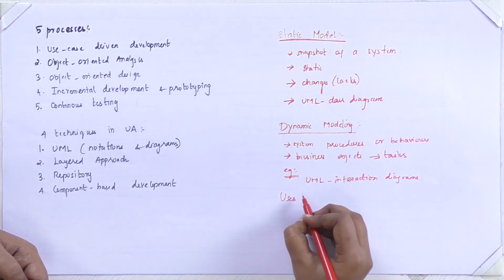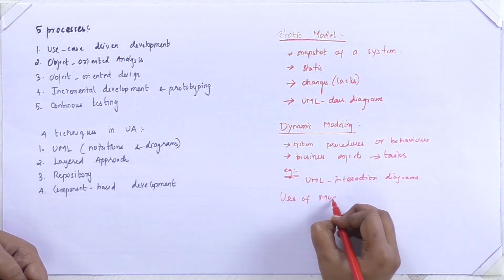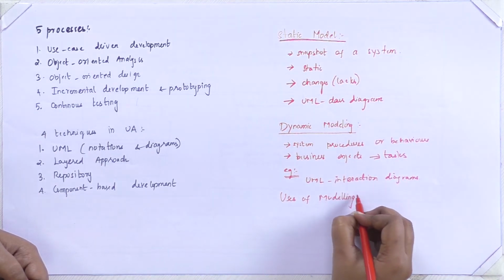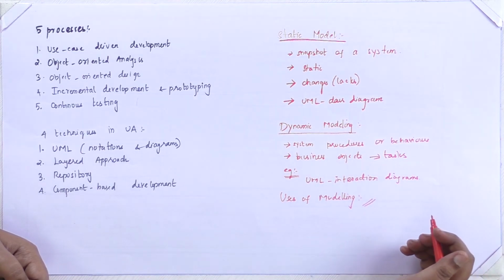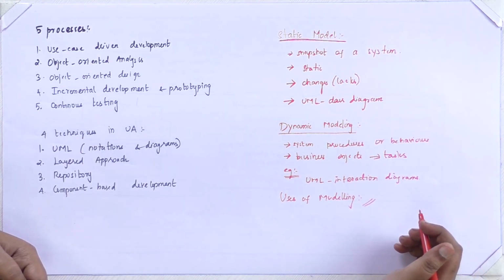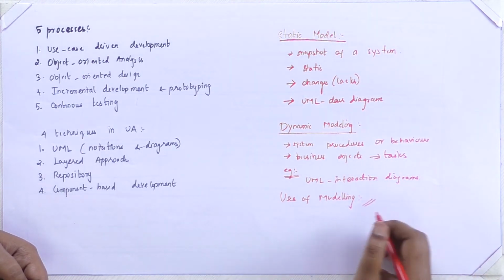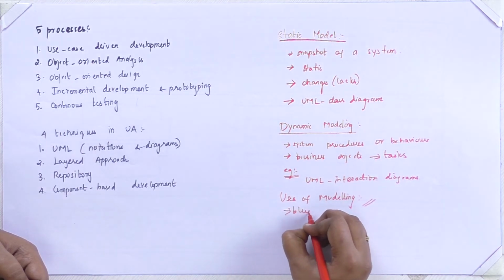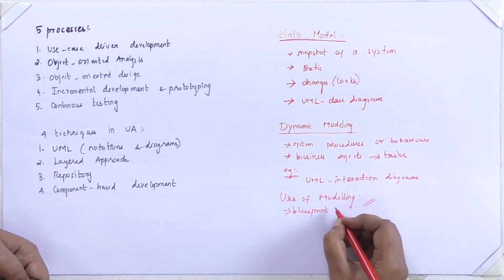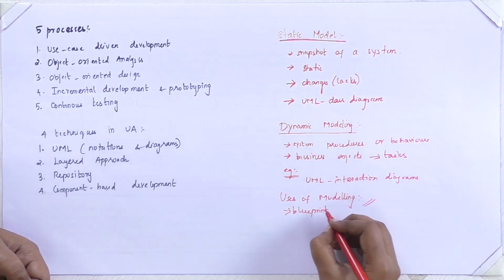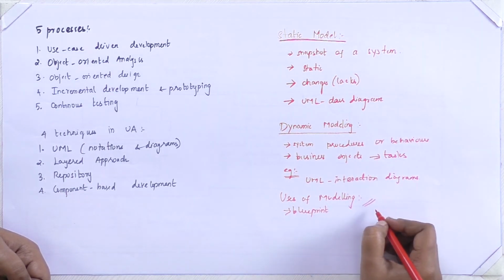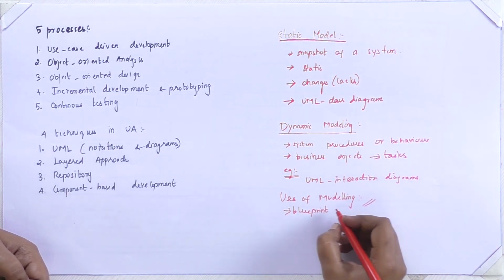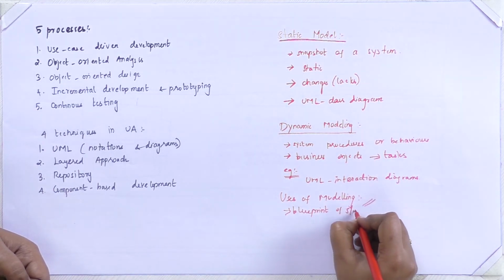Then we will see the uses of modeling. Why do we actually need modeling? Let us see the needs for modeling. First, modeling is very similar to building a blueprint for the system. It is like a blueprint. By knowing the modeling, you can know how the software is going to be developed. So it gives the blueprint of the software.